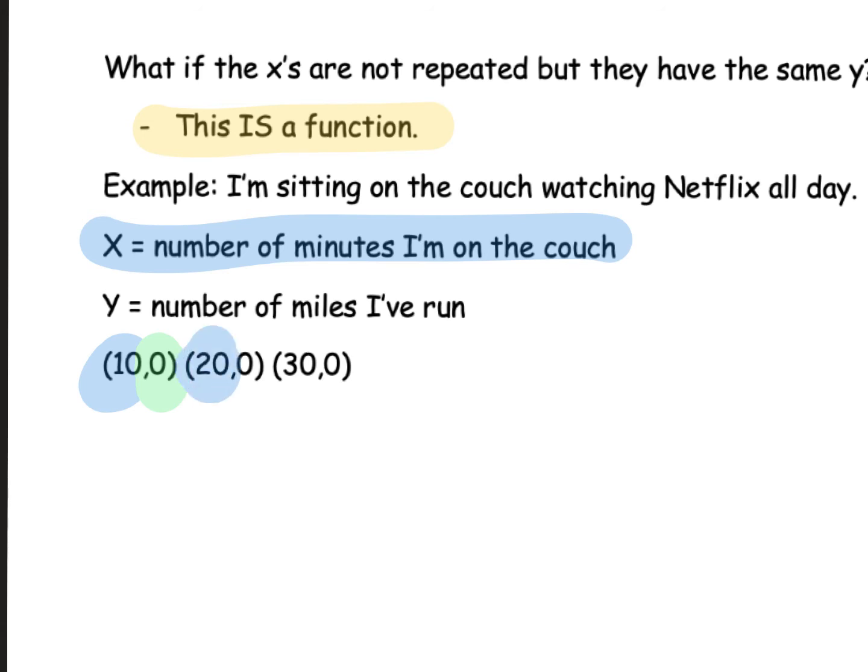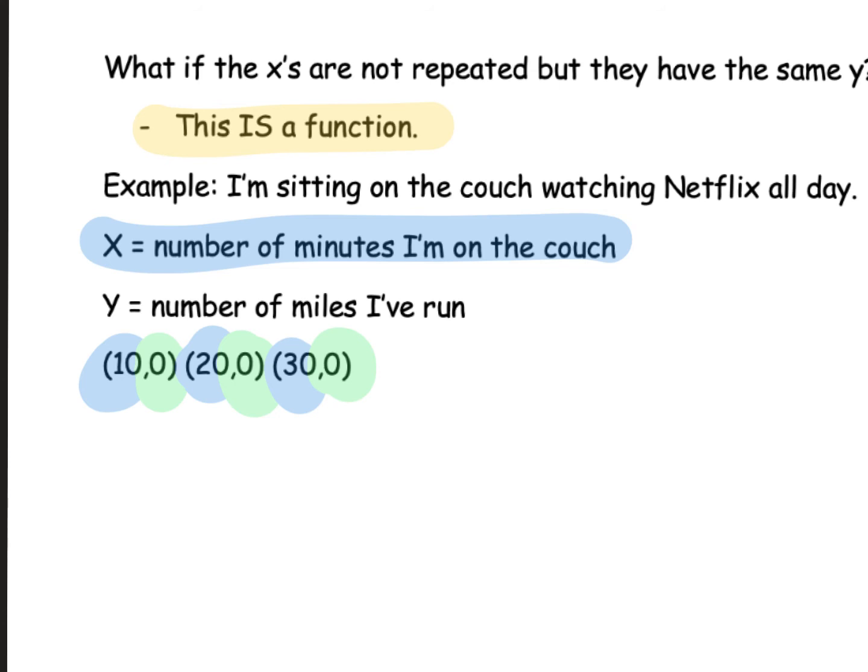In my second one, at least you guys can see it. I've been sitting on the couch for 20 minutes. How many miles have I run? Still nothing, right? So if you're sitting still, that's a great real life example of when you can have the same y value, even though your x values are different. That's totally possible. Sitting still is a perfect example of that. The y value will stay the same, even though all your x values are different.